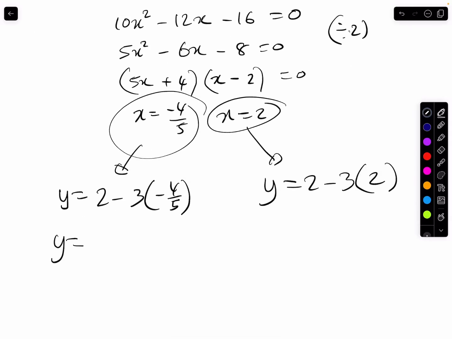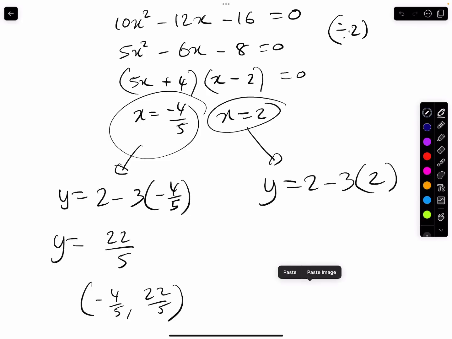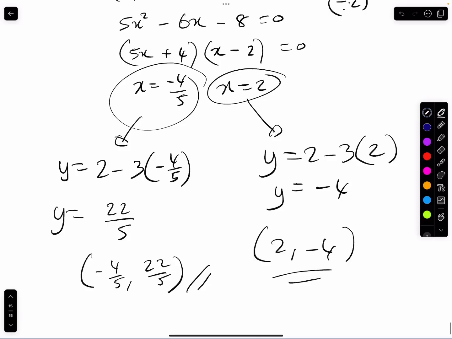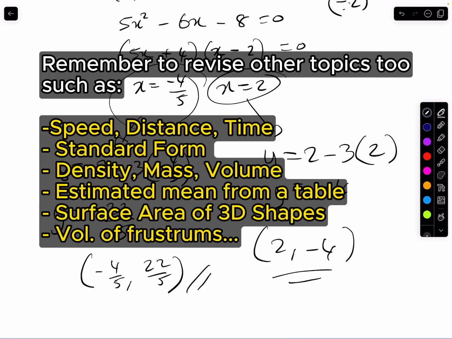Okay, so that's 4 over 5. I'm just putting it into my calculator, and I've got 22 over 5 for that one. So therefore that's minus 4 over 5 and 22 over 5 for the x and y. And this one is, what is that, 2 minus 6. So 2 minus 6 is minus 4. That's 2, minus 4, and there you go. They are your results.